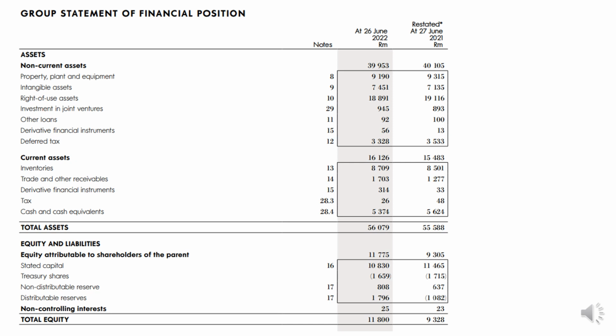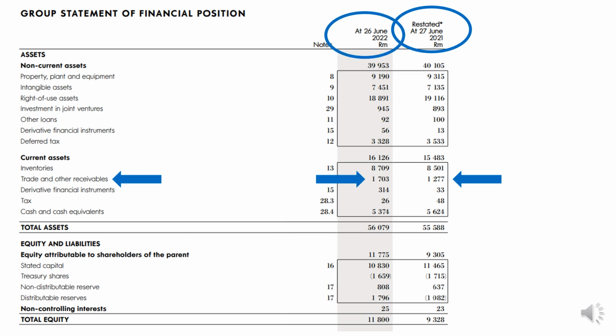We are looking at the statement of financial position, and we are looking at trade and other receivables, which will include our debtors. Remember, now we have to go and calculate the average. So we're taking our beginning of the year amount plus the end of the year, so that's the 1,277 plus the 1,703, and we're going to divide it by 2.